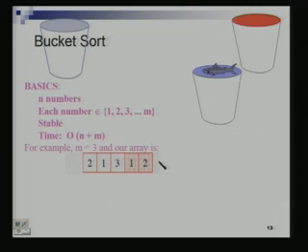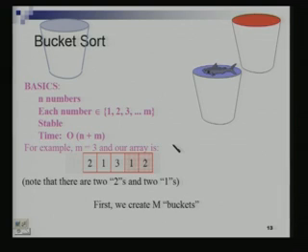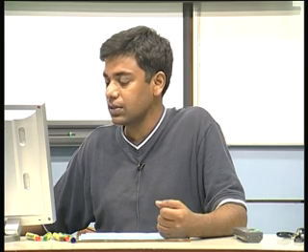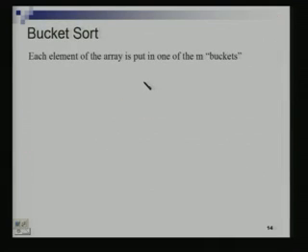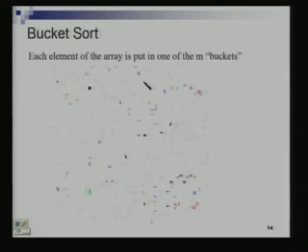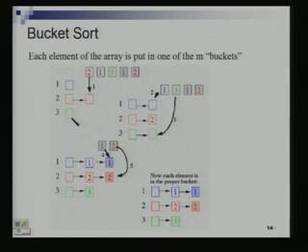Suppose this is my collection of numbers 2, 1, 3, 1, 2. So, m is 3, because you can see the numbers are in the range 1, 2, 3. There are 2 2s and 2 1s. First, we are going to create m buckets, and you can understand what you will do in each bucket. Just take a number and throw it in the appropriate bucket. So, we have these 3 buckets, one corresponding to each possible value in this range, and each element of the array is put in one of the m buckets. So, these are my buckets.